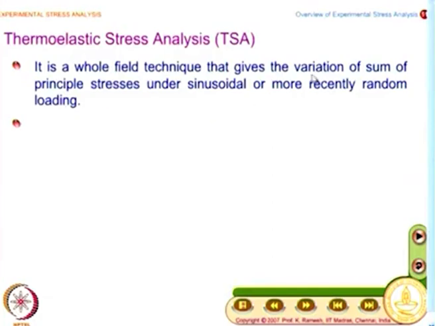And it does not give sigma 1 plus sigma 2, it gives the variation of sigma 1 plus sigma 2. So, that is the difference. You have to have a cyclical loading on the object and you find out what happens, and here again you are employing physics. We will see what is the physics behind this technique.